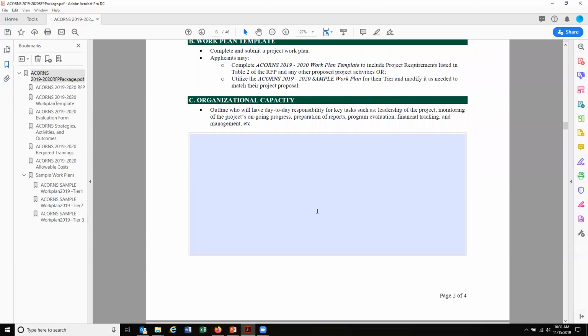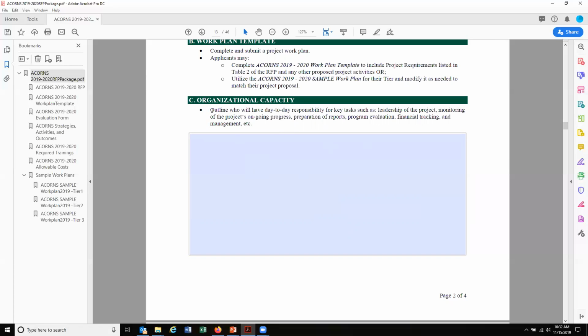Section C discusses your organizational capacity. Organizational capacity just means, does your organization, whether that be your tribe or your department or the clinic, have the ability to actually complete the project activities you're proposing? And if so, this is your section to demonstrate that to us or explain that to us.